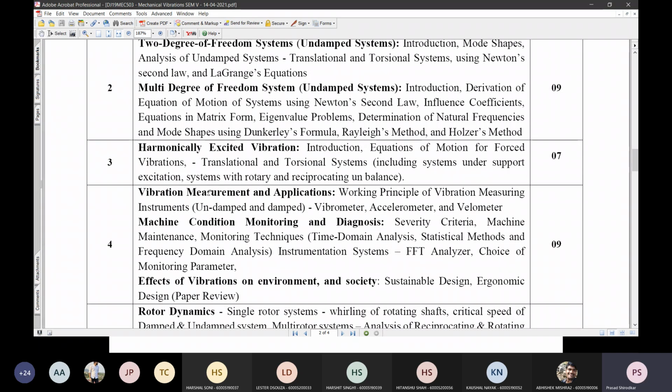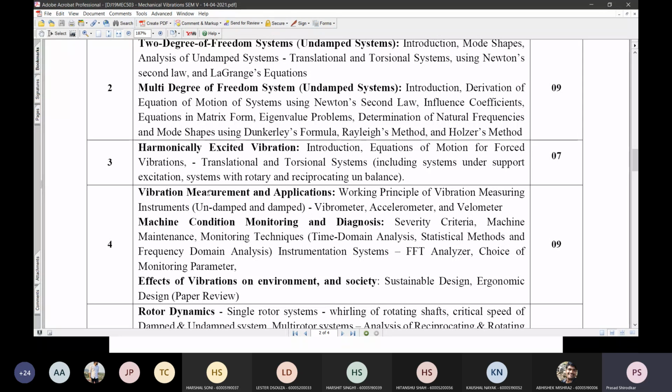This is followed by vibration measurements and application. You will be studying various types of vibration measuring instruments, primarily 3 types, and how they can be designed to adapt to certain suitable conditions. And then you will also be studying machine condition monitoring and diagnosis. Here you will be studying how to analyze the vibrations. Okay, this is a very good area.